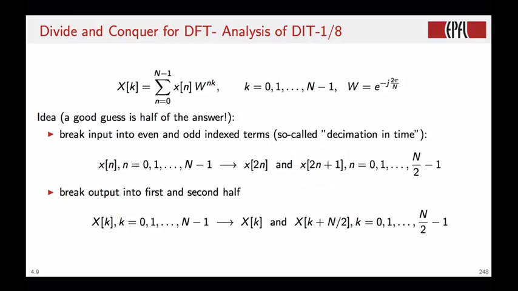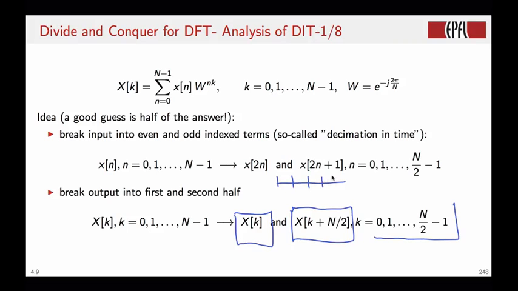Now the input was broken into even and odd indexed terms, so on the output side, the DFT result, that's capital X of k, we break into the first half, X of k, plus the second half, X of k plus capital N over 2, where k now runs only from 0 to capital N over 2 minus 1. So we did 2 things here. We took even and odd indexes, so let's call these the even ones and the odd ones. That was on the input. And on the output, we took the first half and the second half.